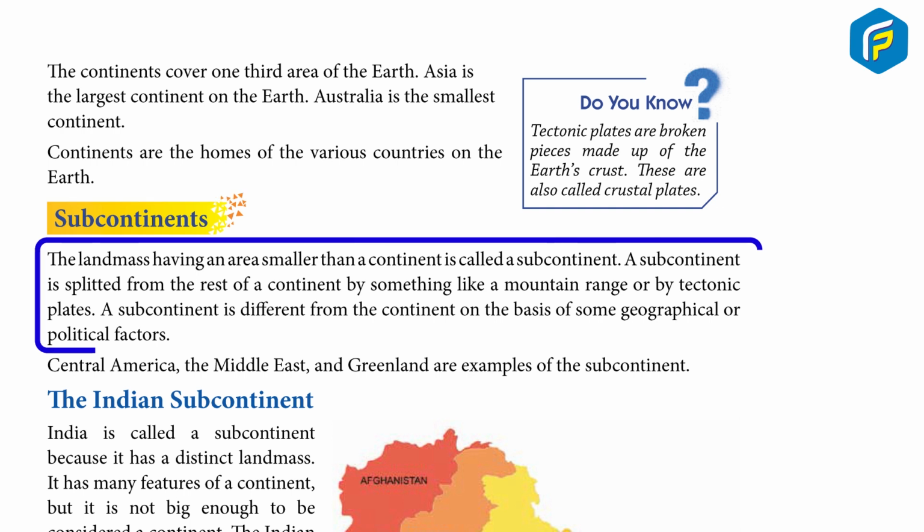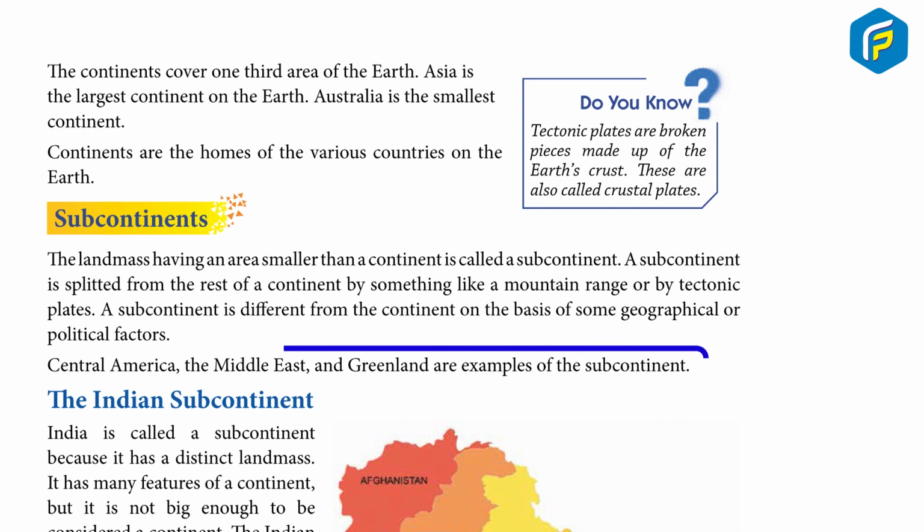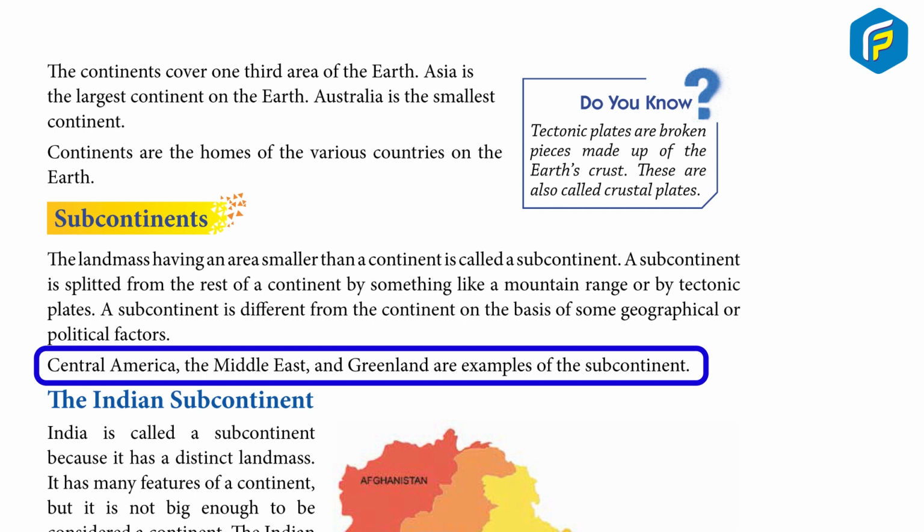Subcontinent. The landmass having an area smaller than a continent is called a subcontinent. A subcontinent is split from the rest of a continent by something like a mountain range or by tectonic plates. A subcontinent is different from the continent on the basis of some geographical or political factors. Central America, the Middle East and Greenland are examples of subcontinent.